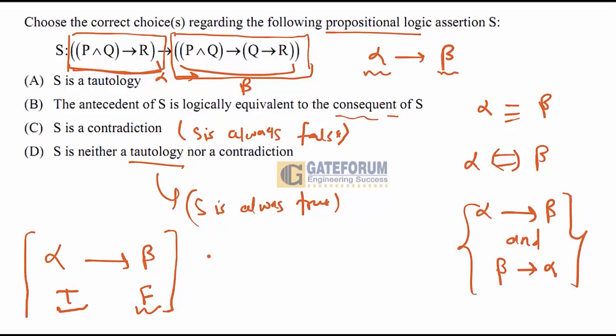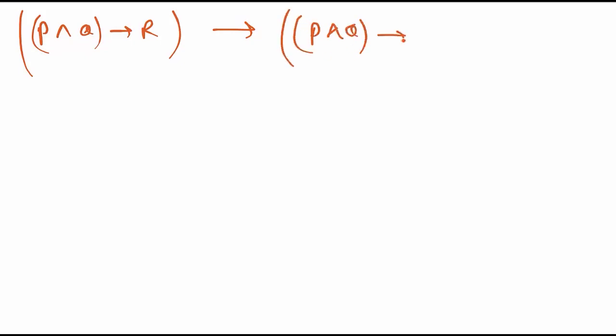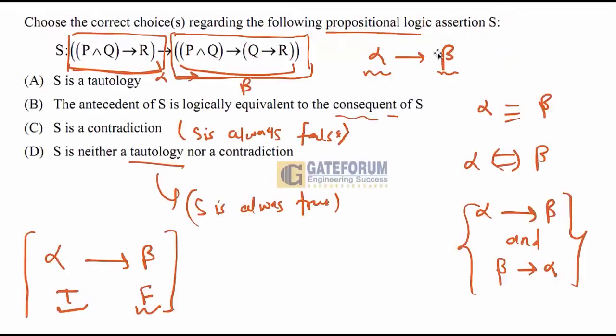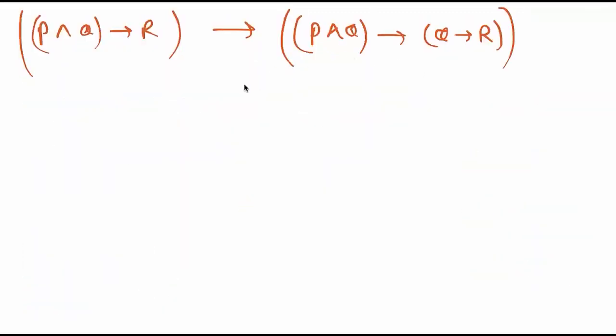Let's see. Let me write it on another page. P and Q imply R. I think this is our antecedent. Imply, P and Q imply Q and Q imply R. Right? I think this is the question. Yeah. Right. So let's check whether we are able to arrive at a true-false combination or not. This is method one.